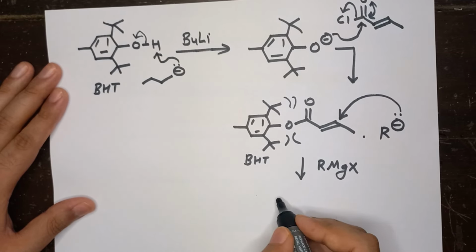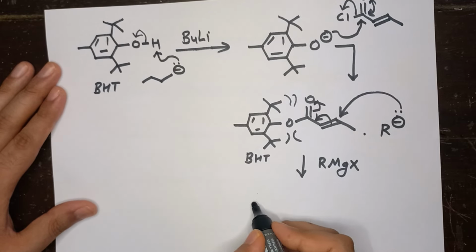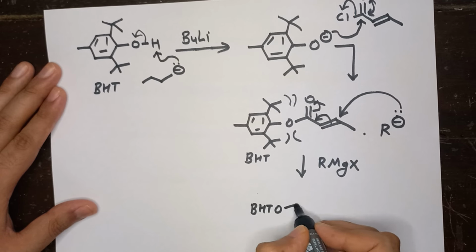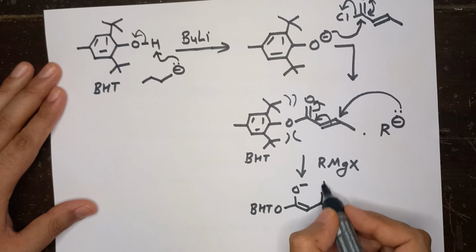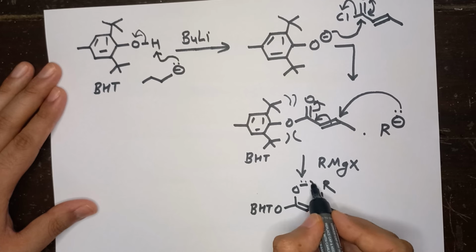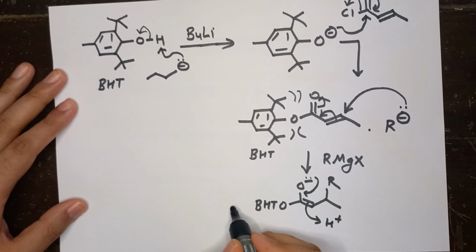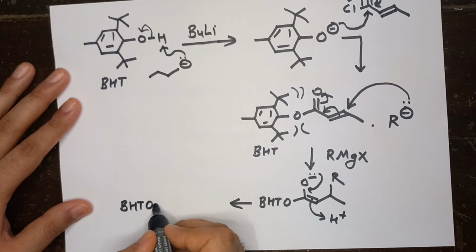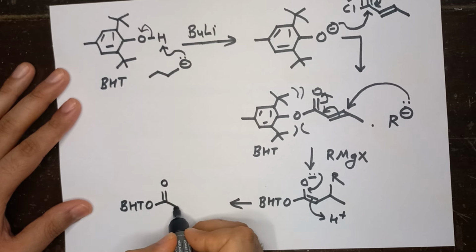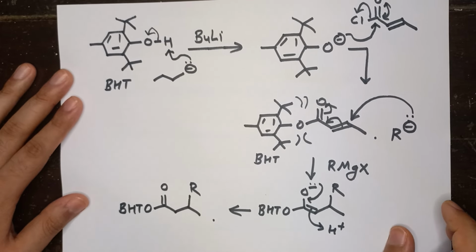Okay, so this goes here, and this goes here, and this will give me, for time being I'm writing this as BHT, oxygen, O minus, doubly bonded, and this alkyl group is now here. Furthermore, this will be protonated and you will get BHT O carbonyl, and you successfully added your Grignard to the 4th position by using BHT or BHA.